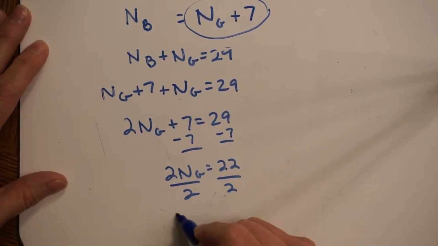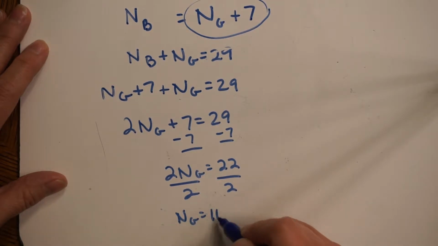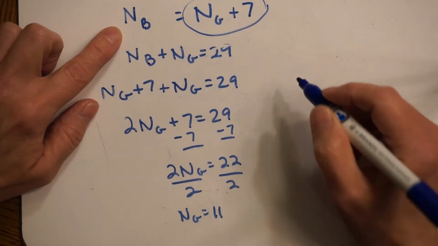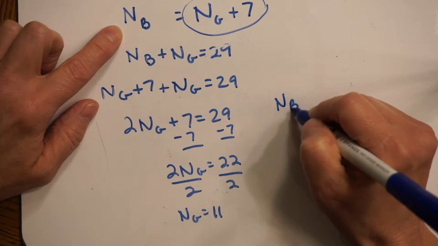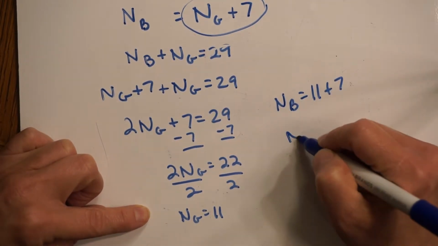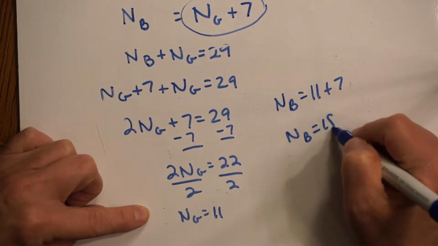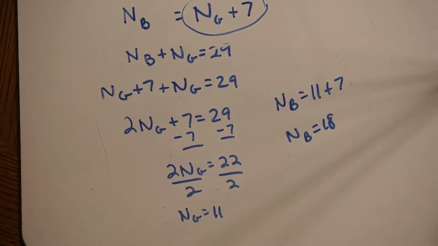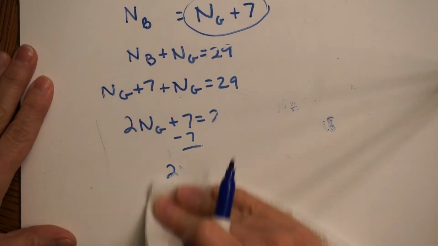Divide each side by 2, so the number of girls is equal to 11. And then we know here the number of boys is equal to the number of girls plus 7, so the number of boys is equal to 18. All right, now we've got lots of examples in this lesson.